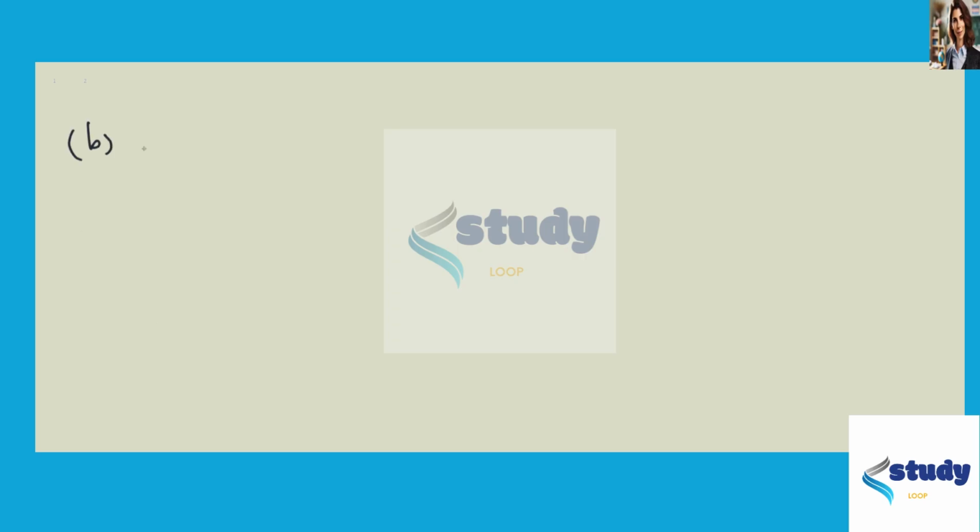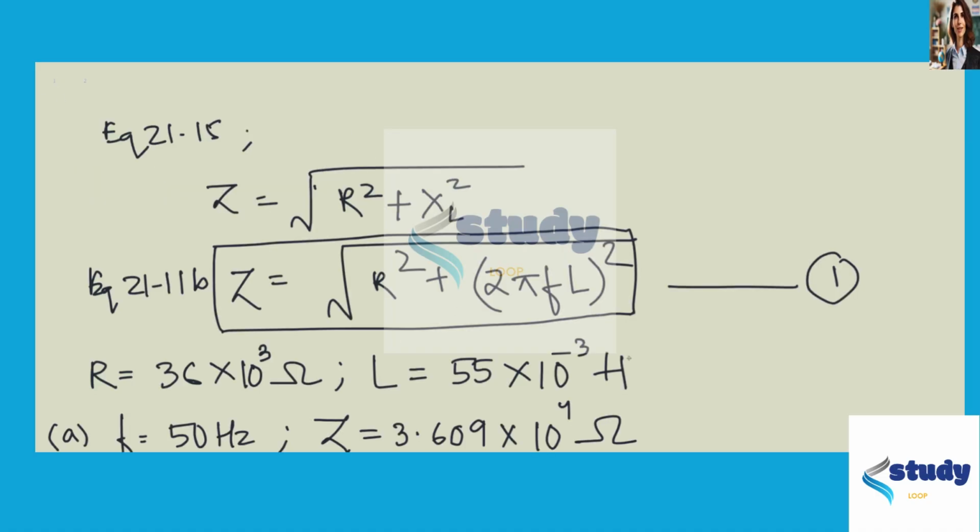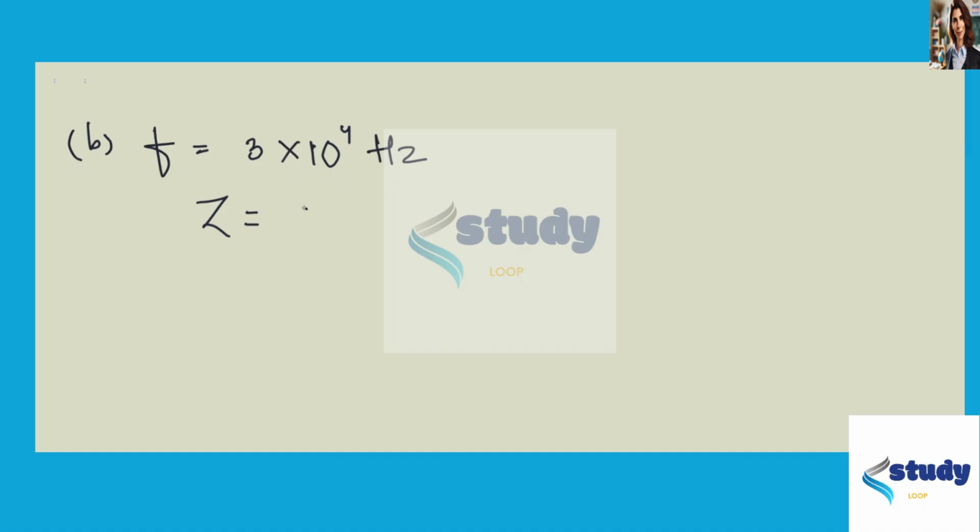So for part B, R and L stay the same. The frequency is changed, and here frequency is 3 times 10 to the power 4 Hertz. So again, we solve this equation with the new frequency and find impedance to be 3.7463 times 10 to the power 4 ohms.